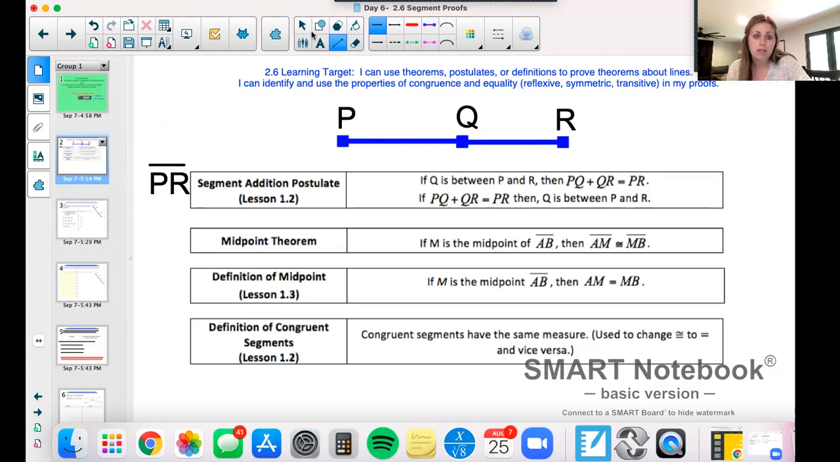That means I can say the measure of segment PQ plus the measure of QR equals the measure of segment PR. Notice how all of this is written. It's not written with the segment bar over the top of PR. It's just the letters. Okay, that's going to point me down to this statement down here at the bottom. Oh, my arrow is a little backwards. I'll fix it.